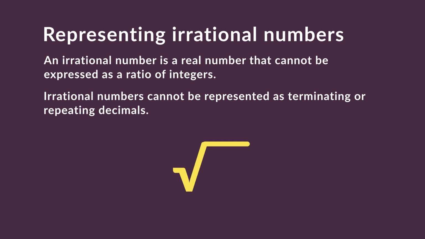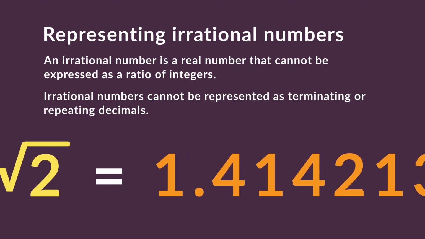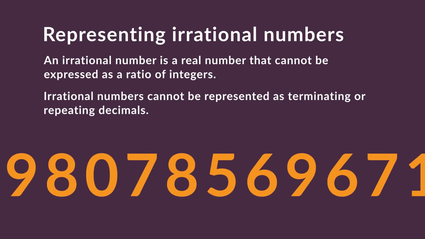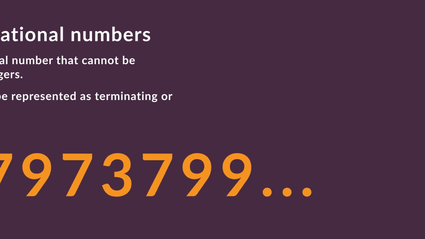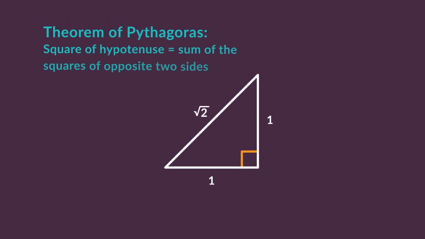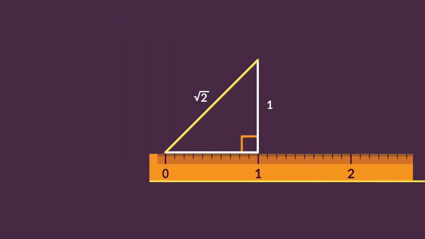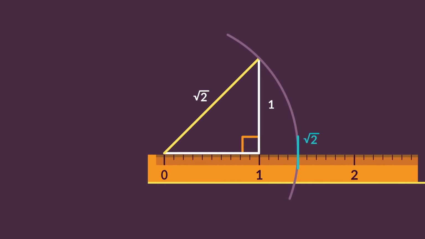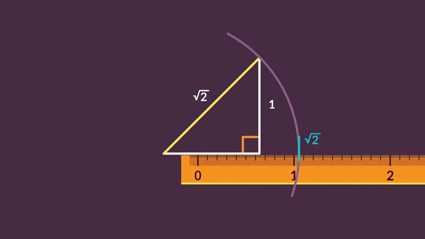Mathematicians have calculated the square root of 2 to more than 2 trillion decimal places, and there is no pattern of repetition. However, we can show irrational numbers on diagrams or on the number line. If we draw an isosceles right-angled triangle with two sides equal to 1 unit, the length of the hypotenuse will be equal to the square root of 2, according to the theorem of Pythagoras. So, the number can't be represented as a fraction, and it can't be represented accurately as a decimal. But it does have a very real representation geometrically and as a position on the number line.